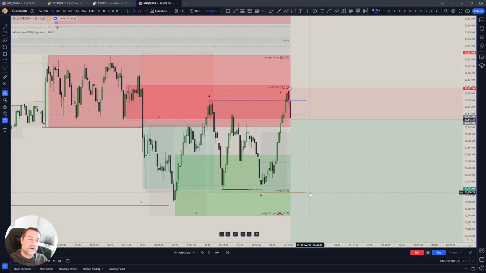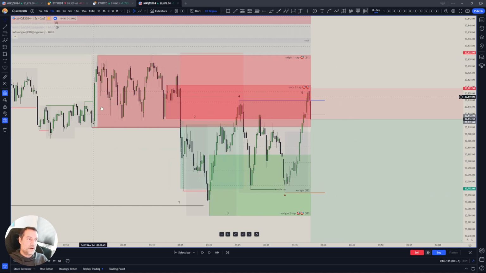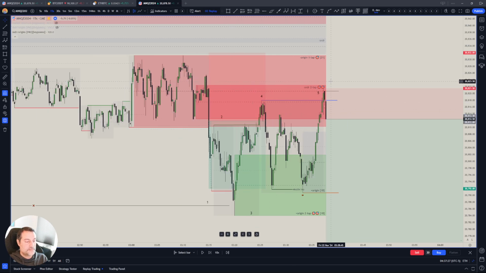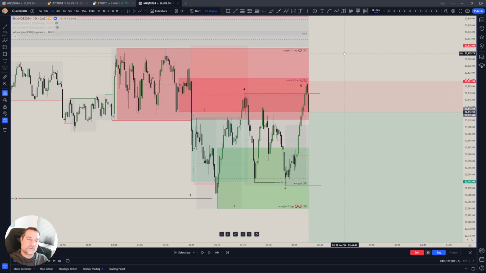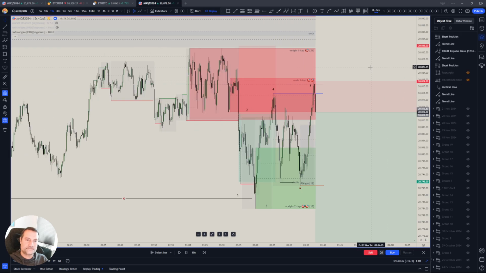And here's where the gold happens. So we now come back up into the SNDR. We are inside this origin. We reach 50% of this origin, or 50% of this zone. We have a double tap. So this is the famous double tap. It's another double tap inside the double tap, right?